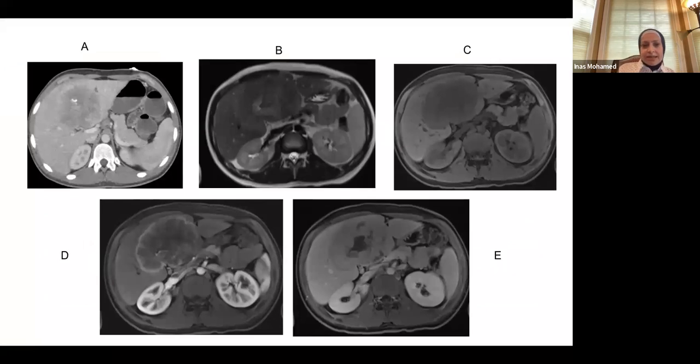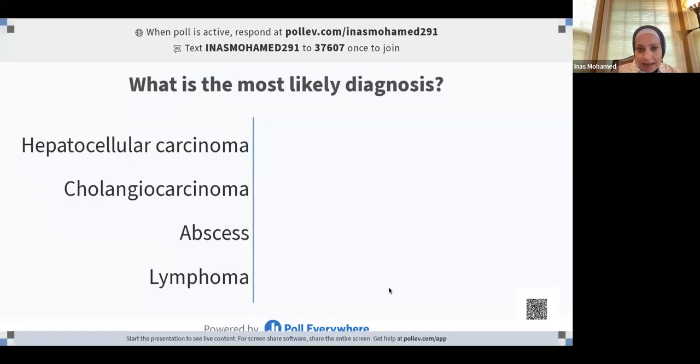Okay, this is another case, and of course that's a CT. Here is T2 hyperintense, T1 pre-contrast. Sorry, this is T2, this is T1, this is the early arterial, late arterial, and this is delayed. So I'll let you look at it for a second.